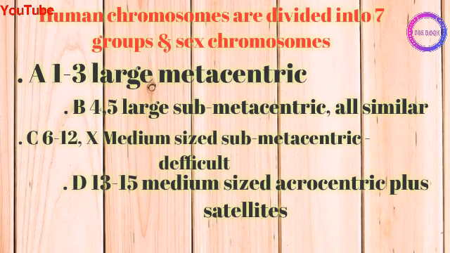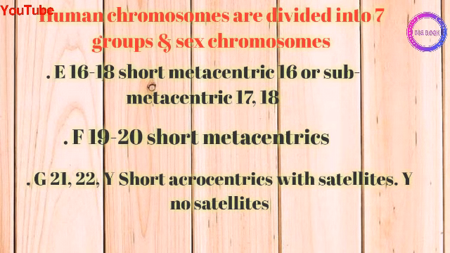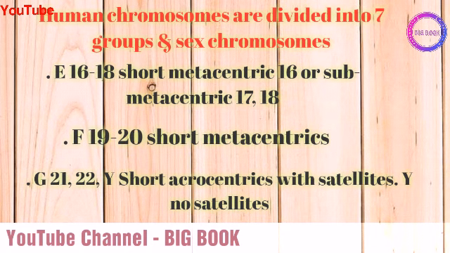So coming to the next slide, E group will be having 16, 17 and 18 short metacentric chromosomes. 16 is the short metacentric, but the 17th and 18th are the short sub-metacentric chromosomes. Here these are smaller than the A, B, C and D group chromosomes. Okay, here they have arranged the short metacentric 16th chromosome, and the sub-metacentric 17th and 18th chromosomes.